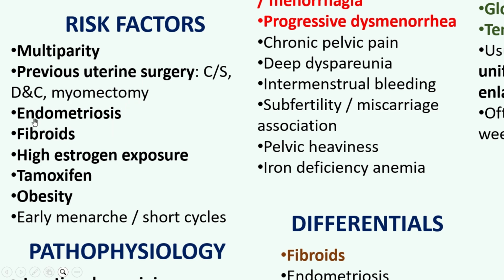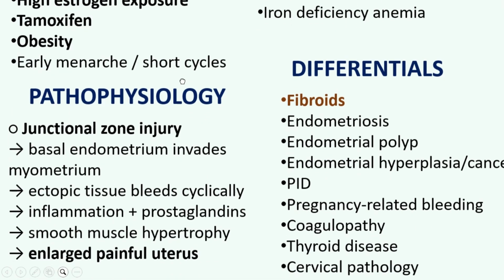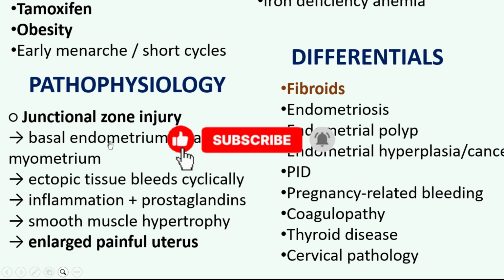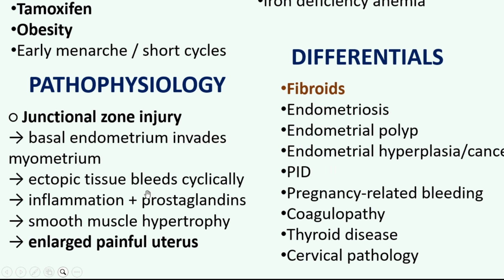So endometriosis is a risk factor for adenomyosis. Then fibroids, high estrogen exposure, tamoxifen, obesity, early menarche, as well as short cycles. So the pathophysiology of what happens is that we have a junctional zone. This is the area between the endometrium and the myometrium. For some reason, the basal endometrium, the inner layer, goes on and invades the myometrium, and this ectopic tissue starts to bleed cyclically, like it would when it was in the uterus.